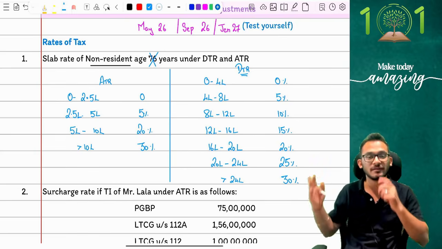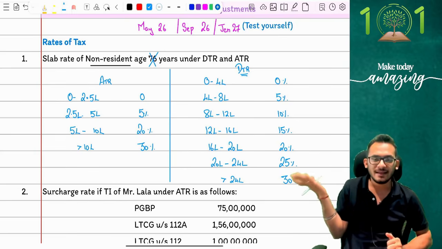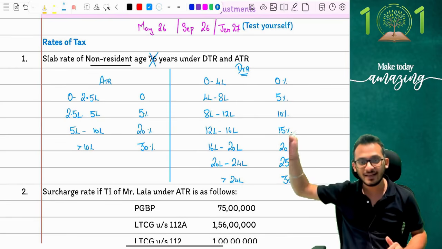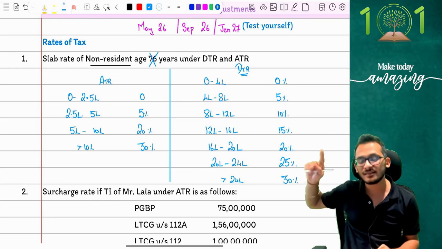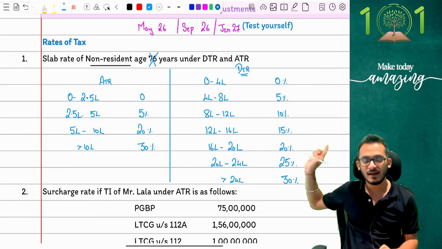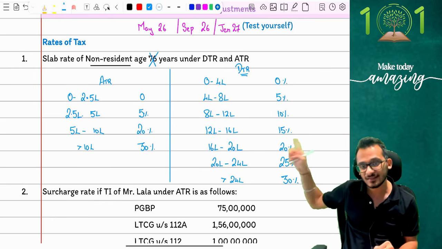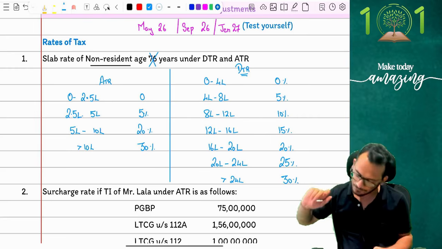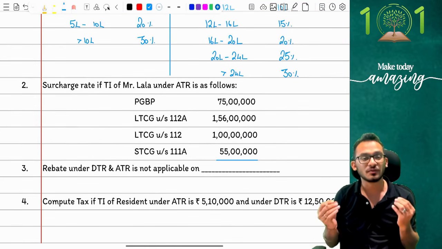No changes whatsoever when it comes to non-resident in DTR. DTR rules are always going to remain the same because there is no age restriction. But yes, under the ATR scheme, you have a problem, and non-residents, despite being more than 60 years, are not going to get the higher exemption limits. They are still going to be at the normal slab rules. And that's the understanding for you. Clear? Chalo. With that, people, I'm moving on to your second question.